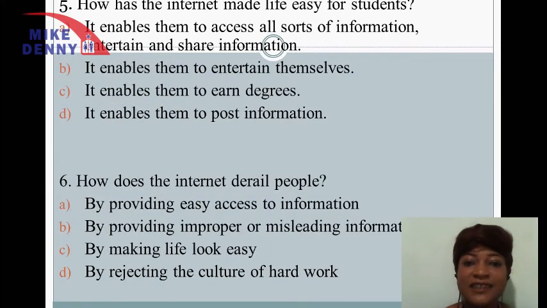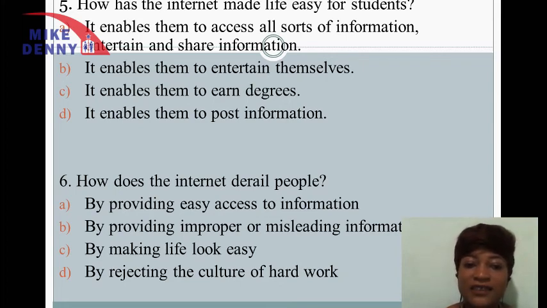How has the internet made life easy for students? Many of you know how it has made life easy for you. So, has it enabled you to access all sorts of information, or to entertain yourselves, or to earn degrees? I need your answers. Remember, multiple choice. I need the most correct answer.